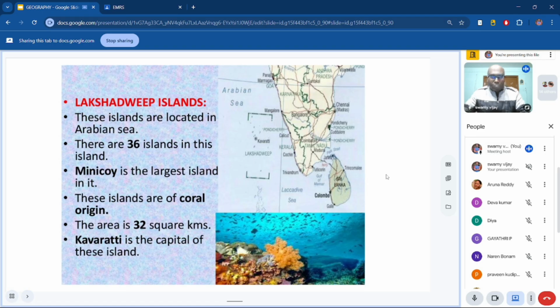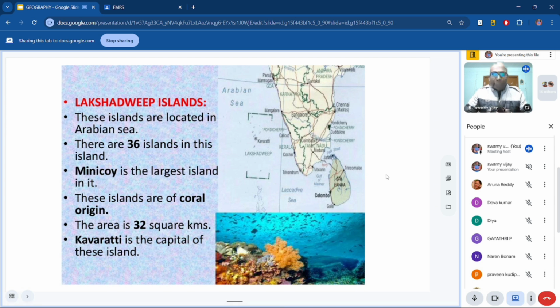Then Lakshadweep is a group of 36 islands located in the Arabian Sea. Lakshadweep is located in the Arabian Sea, closer to the Maldives. Minicoy is the largest island in Lakshadweep, and these are of coral origin, and the entire area is 32 square kilometers.